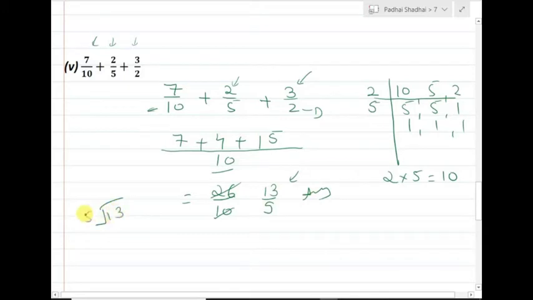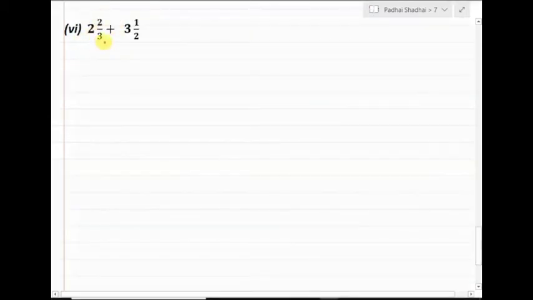See here, 13 divided by 5, 5 2s are 10, and the remainder is 3. So now replacing the places, 5 will come in the new denominator, 3 will go on the top, and 2 will come on the side. 2 and 3 will go on the numerator. So the answer is 2 integer 3 by 5. Okay, both the answers are valid.